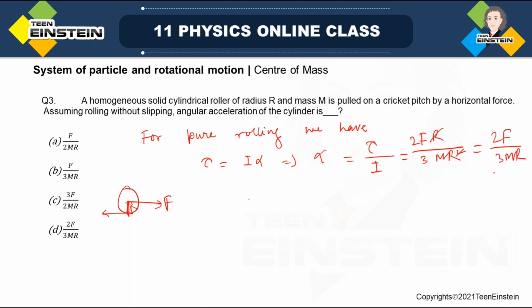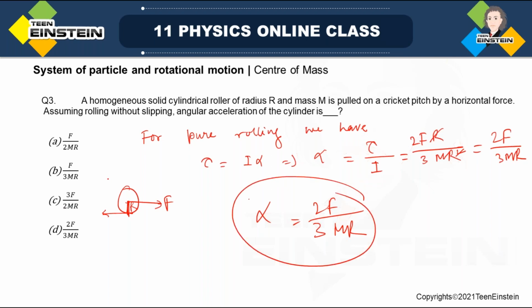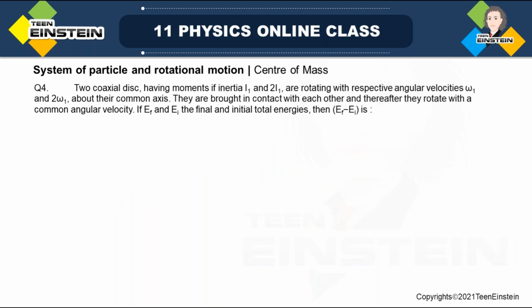Okay, so this is the angular acceleration. Alpha is equal to 2F by 3MR. This is the answer, and you can see option D will be the correct answer for this question. Okay, now we'll move on to the next problem.